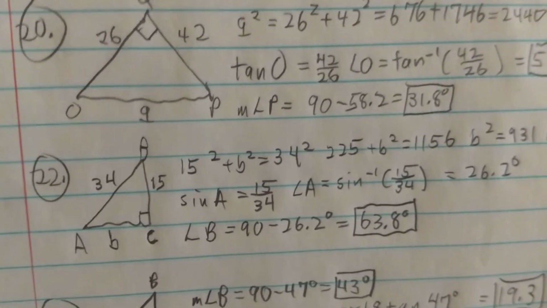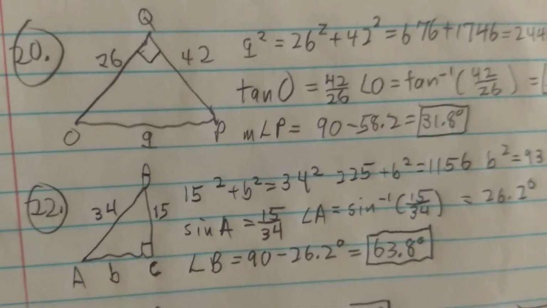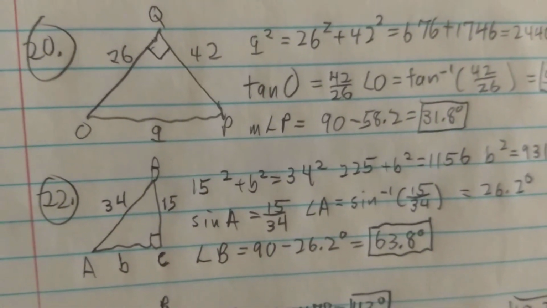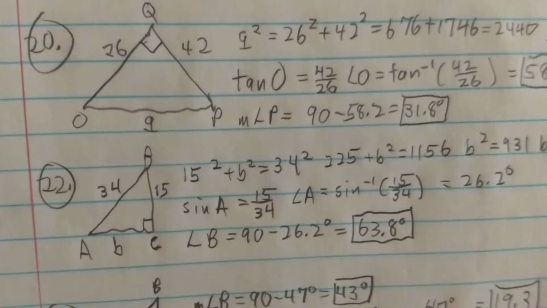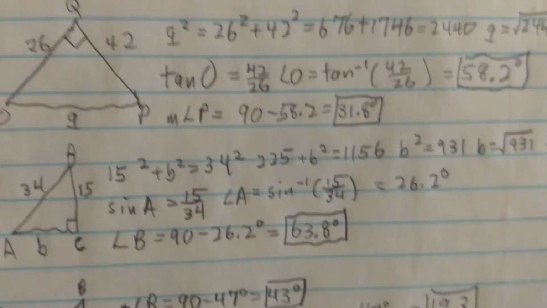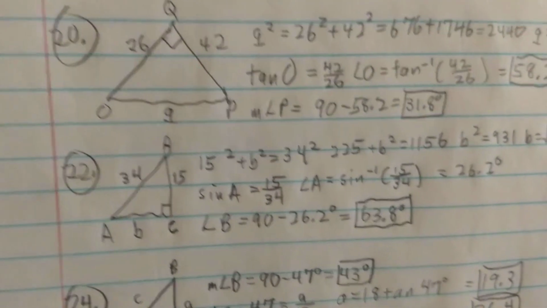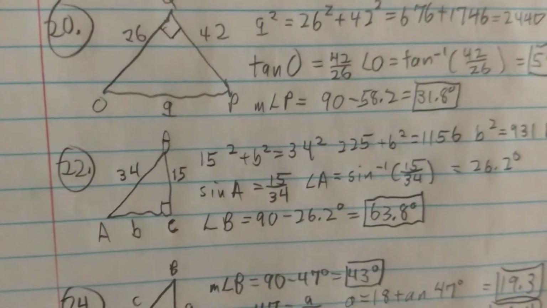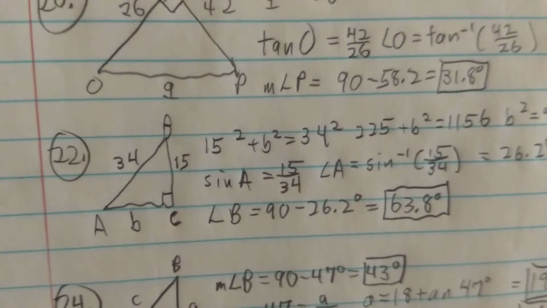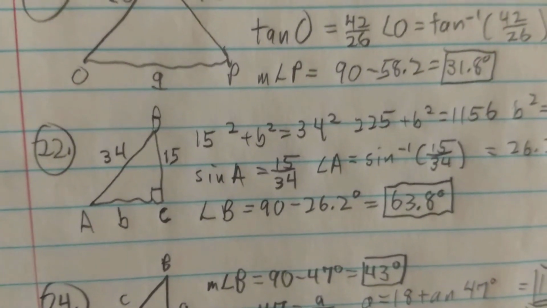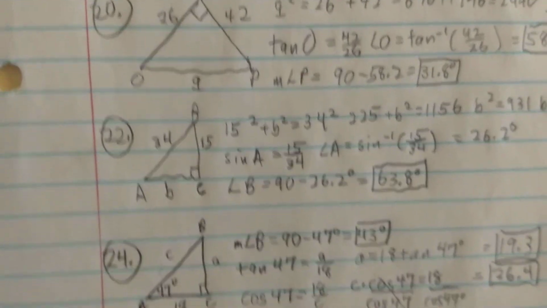Now the tangent of O is opposite over adjacent, so that would make that 42 over 26. And angle O is inverse tangent of 42 over 26, which is approximately 58.2. And as we've been doing all along, once we get one of the acute angles, we get the other one by 90 minus the first one. So 90 minus 58.2 is 31.8 for angle P.